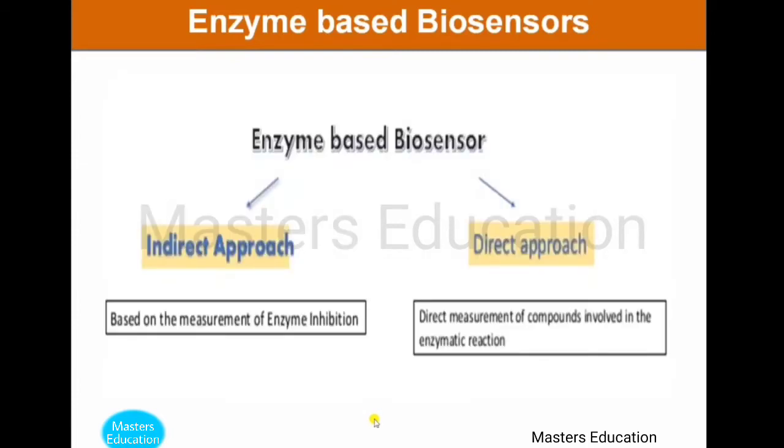Now, in enzyme-based biosensors, the enzyme could bind to its substrate for converting it to product, and enzyme inhibitors could also bind to the enzymes, inhibiting their catalytic property. Based on these principles, enzyme-based biosensors work upon two different approaches. The first is called the indirect approach, which is based on the measurement of enzyme inhibition, whereas the second is called the direct approach, in which the substrate is detected by calculating the concentration of the product formed by the immobilized enzyme.